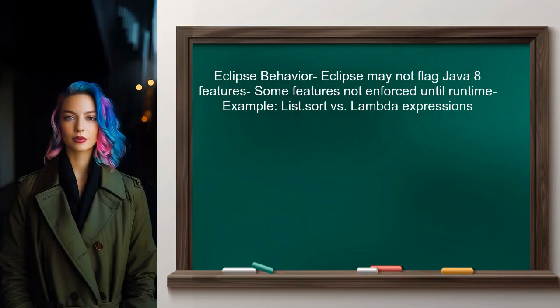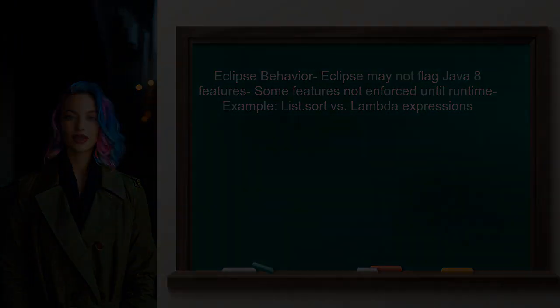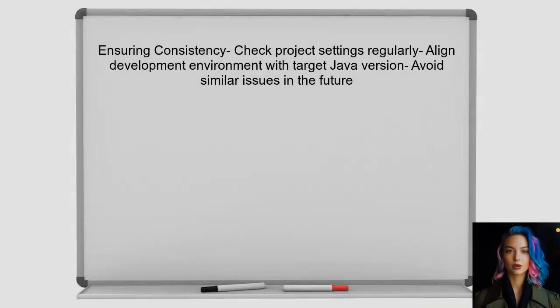Now, regarding the behavior of Eclipse, the user should note that Eclipse does not always flag every Java 8 feature when the project is set to compile to an earlier version. This is because some features may not be strictly enforced until runtime. Finally, the user should ensure that their development environment is consistent with the target Java version. This means regularly checking project settings and dependencies to avoid similar issues in the future.